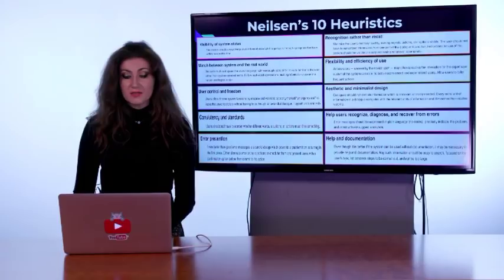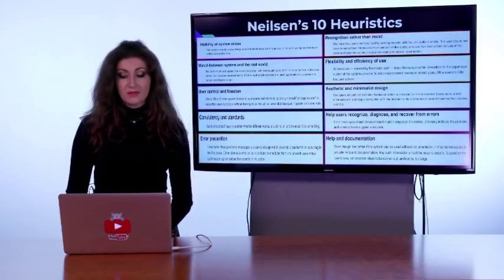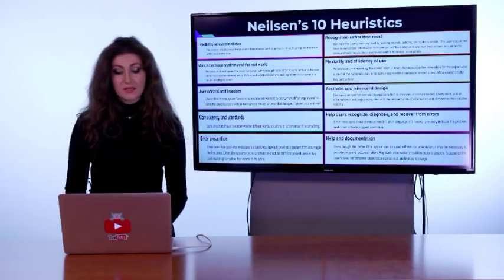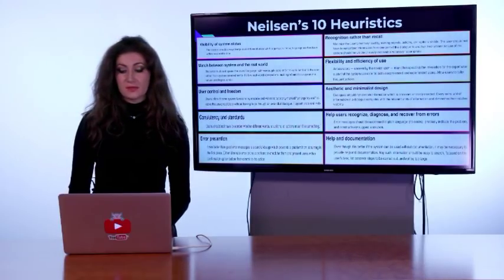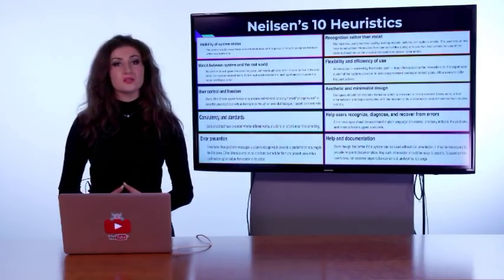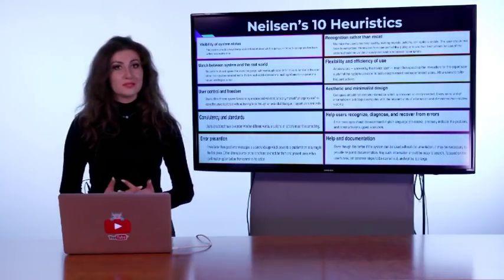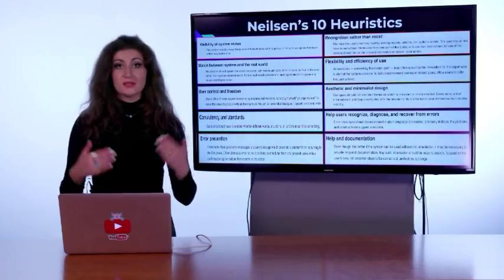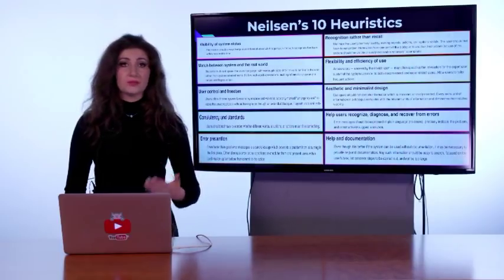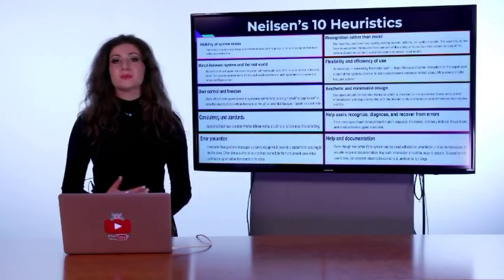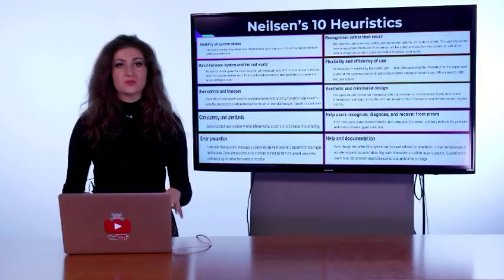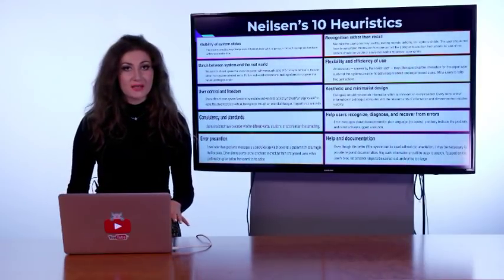So dialogues should not contain information which is irrelevant or rarely needed. Every extra unit of information in a dialogue competes with the relevant units of information and diminishes their relative visibility. So in our attention chapter, we learned that our attention is limited, and perception is dictated by our attention. So essentially, if a designer wants someone to see something important on their interface, they probably shouldn't clutter it with too many visuals. They probably shouldn't clutter it with too much text.